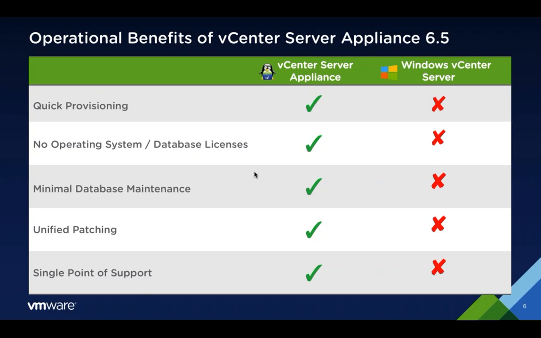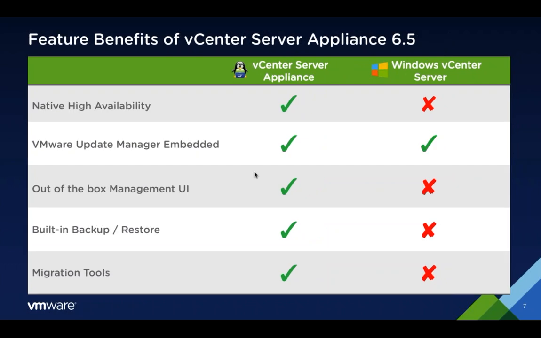And last but not least, with the appliance, you have a single point of support. We own the stack now when it comes to the operating system, Photon OS, we have vPostgres, and we have the vCenter Server application. So if anything happens, you just contact VMware support, and they will take care of your case. In regards to Windows, you would have to contact VMware for the application, and you would have to contact Microsoft for the operating system and/or database in the case of SQL, or Oracle if you've gone that route. So as you can see, there are a lot of benefits to going to the appliance.